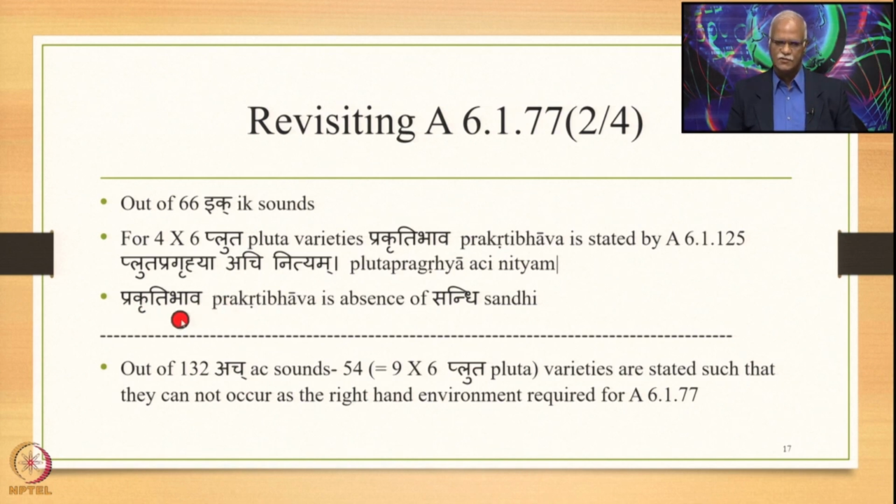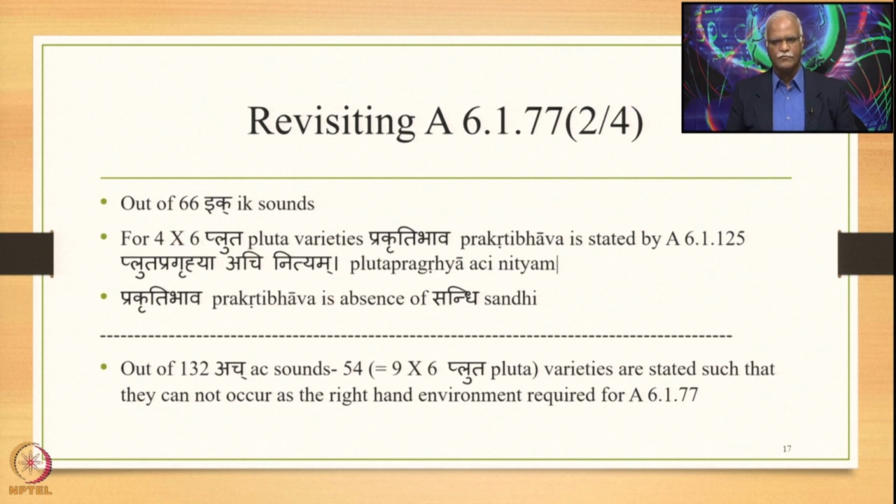That is the gist. So, 6.1.125 says that the Pluta varieties remain in their Prakriti. That means there is absence of sandhi. So then, we can remove these 24 from the list of substituents. And accordingly, we will have to revise now the substituents.